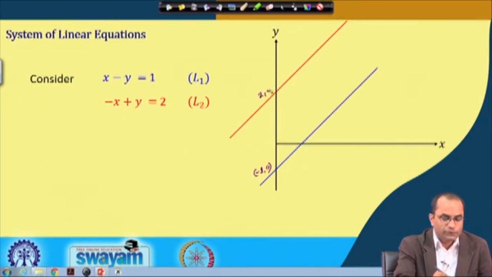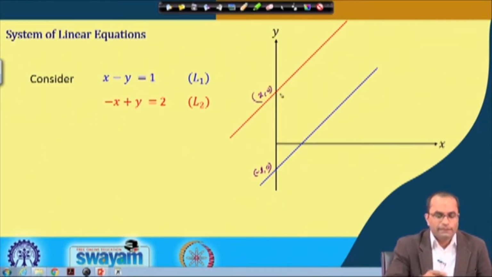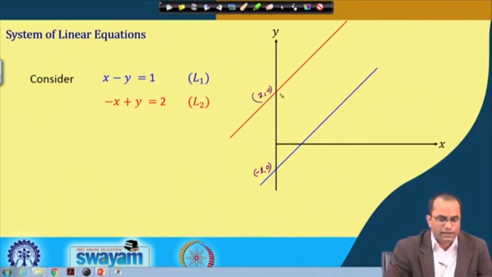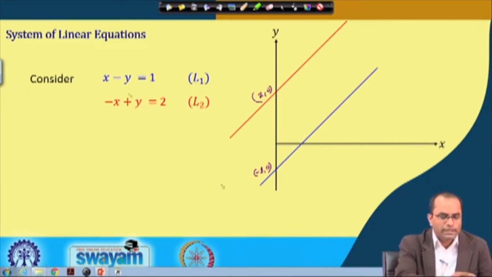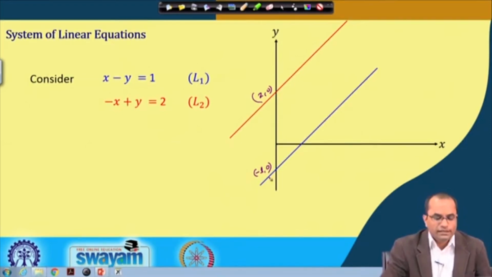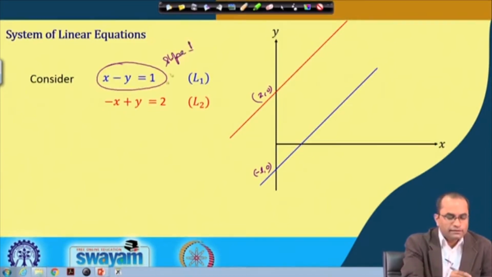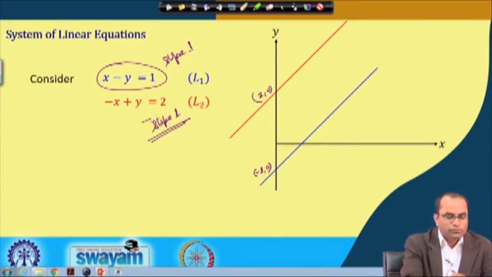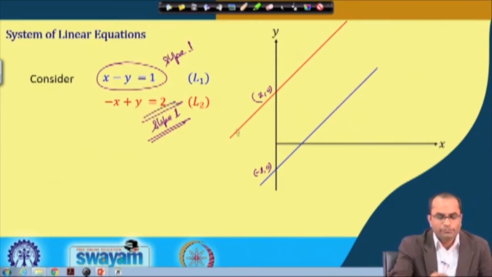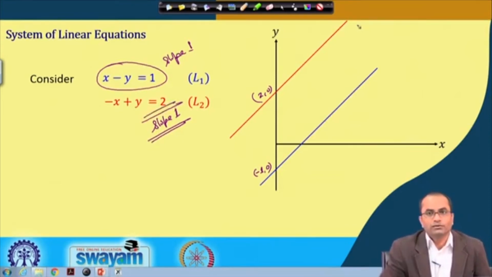So, this is the point (2, 0) here, and then we can draw this line which has slope 1, and this line also has slope 1. So basically what we realize now is that both the equations have slope 1, so both the equations are parallel to each other.